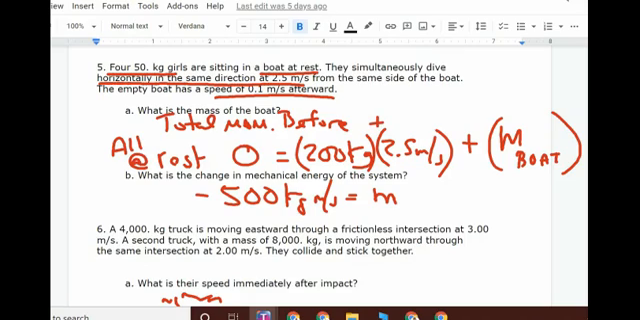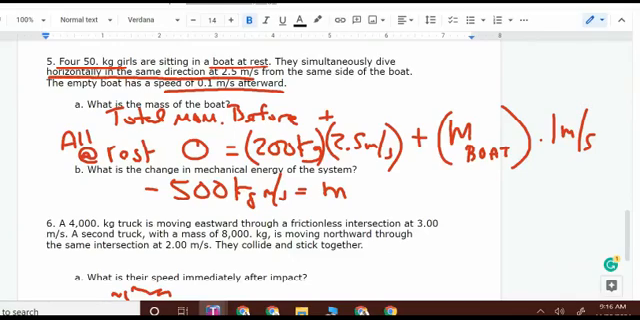If I call this positive, I have to call the other direction negative, don't I? Isn't the mass of the boat times speed afterwards supposed to be on the left side? Well, the total momentum before is 0. The girls and the boat are at rest, which equals the total momentum after. After, the boat has a momentum going this way, and the girls have, yeah. Sorry about that. I messed up, didn't I?